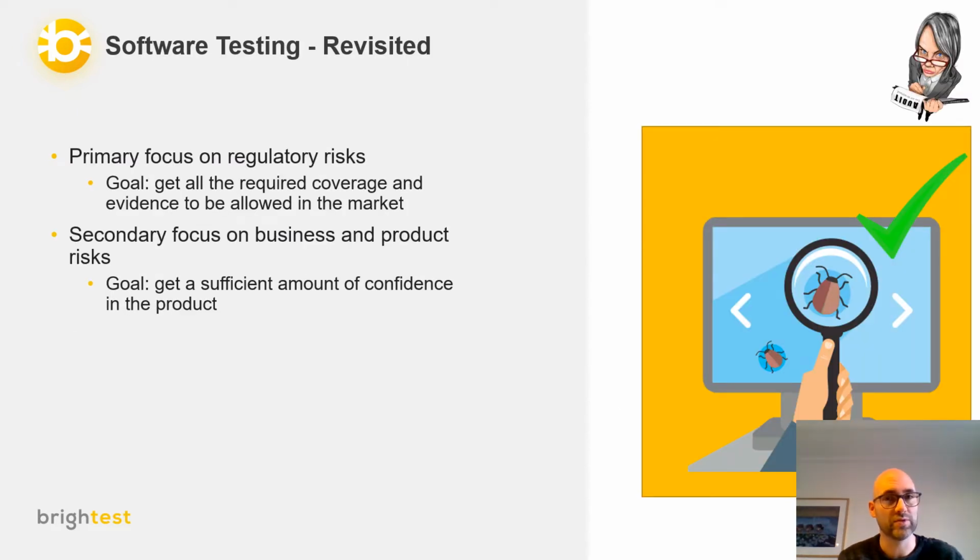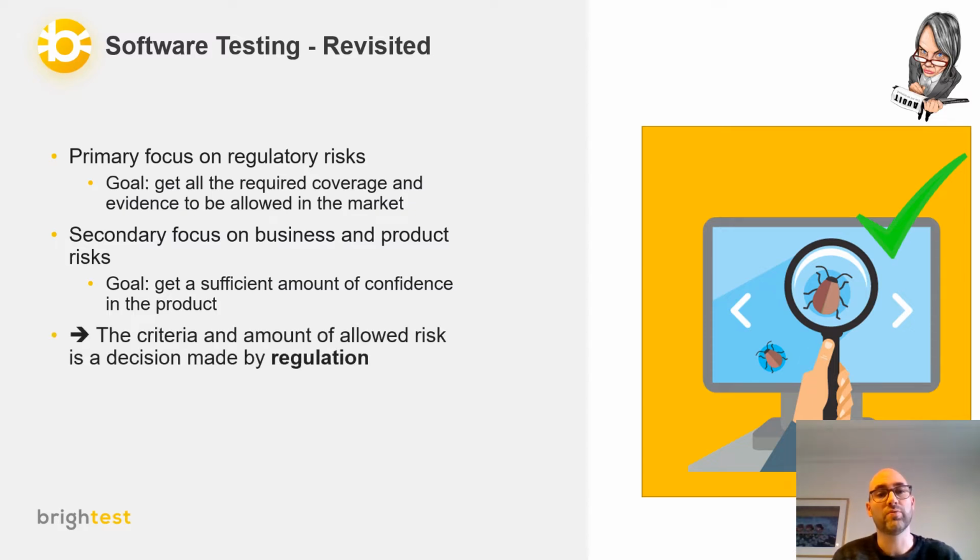So let's get back to the software testing activities in a regulated context. Now, the primary focus is on the regulatory risks. So we have to get the required coverage and evidence of all what is required by regulation to be allowed in the market with our product or service. The secondary focus is the business product itself. Like we know it traditionally, we focus on the business context and the product to get a sufficient amount of confidence, just like we know it. But it's a second focus point.